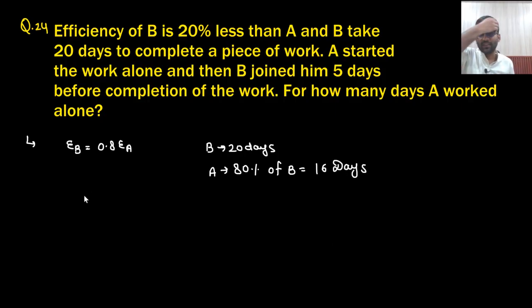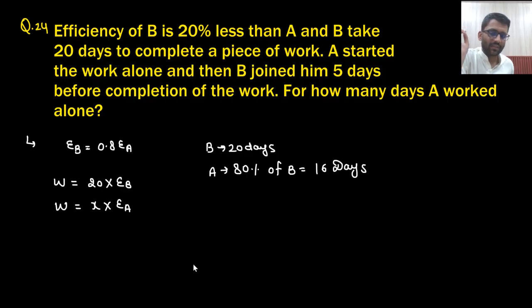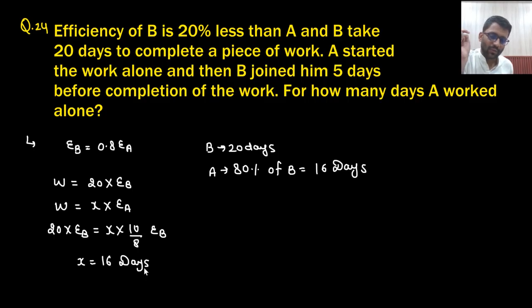If you don't understand this, let's understand here. Let's just say B's work is 20 days of efficiency of B. This is the work, and the same work is X days of efficiency of A. Right? So 20 into efficiency of B is X into efficiency of A. Efficiency of A is 10 by 8 times efficiency of B, so efficiency of B and efficiency of B will get cancelled. So it would take 16 days for A to complete the work.